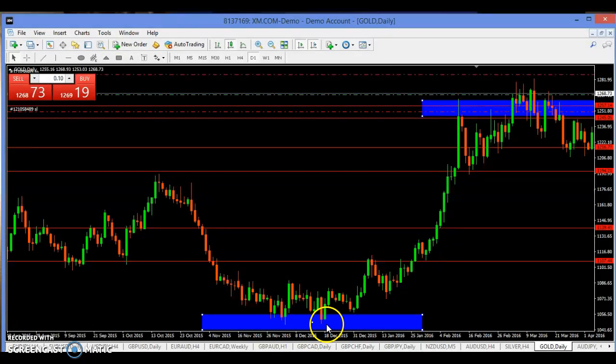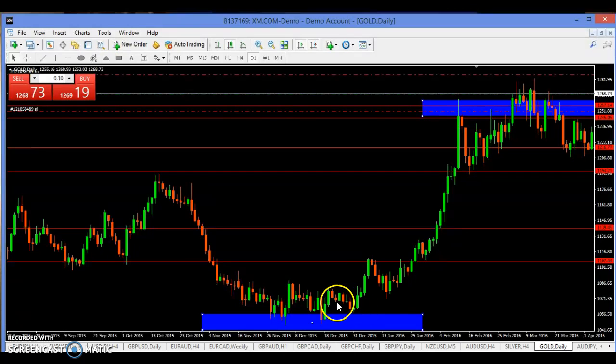If it could have broken this level, it would confirm to us that it is now on a downtrend. It is still on a downtrend. But since it didn't break this level, it's confirming to us that the bulls are taking control of the market.